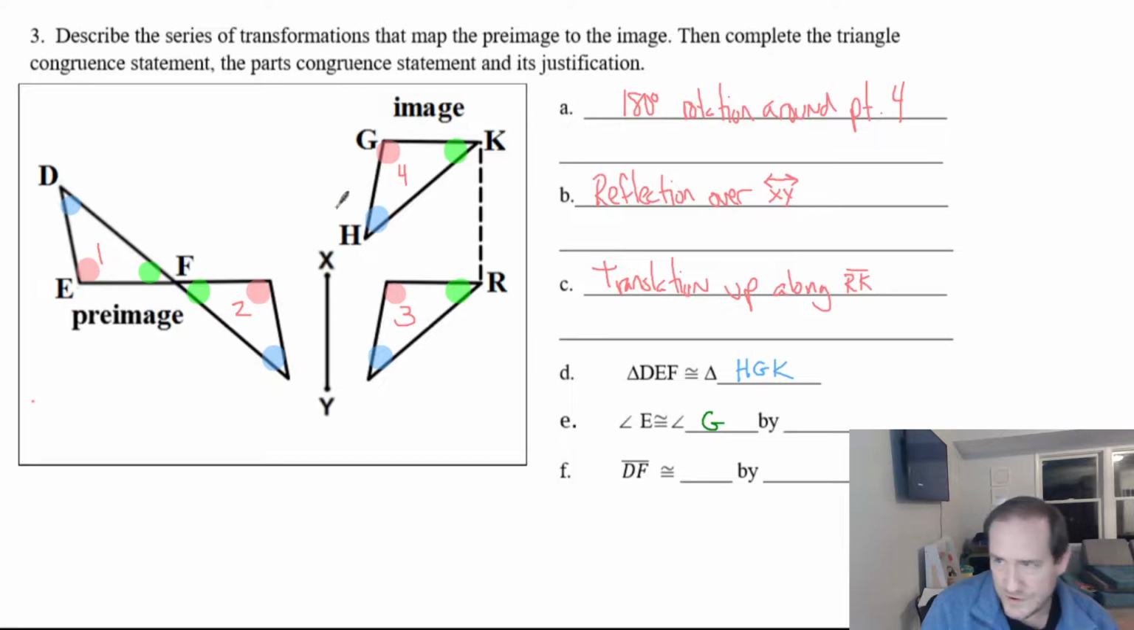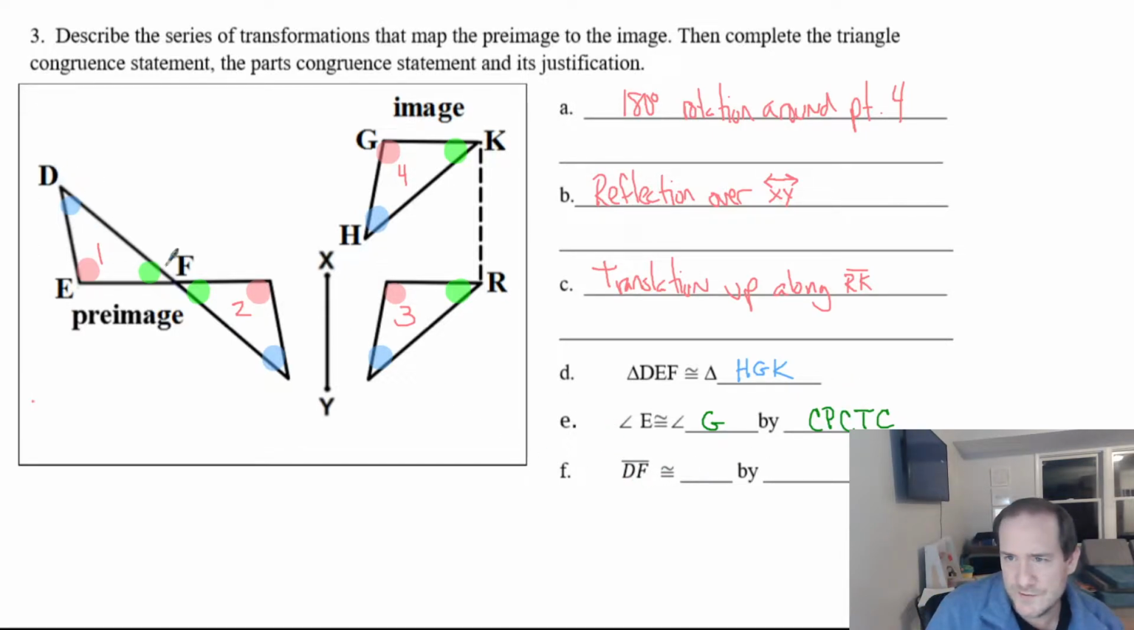Both of those angles are obtuse, which is another thing we should be noticing. So of course the obtuse angle must pair up with the other obtuse angle, but we know it's G. And the reason those parts are congruent is because they're corresponding parts of congruent triangles. So they are obviously congruent. CPCTC, that's what that stands for: corresponding parts of congruent triangles are congruent.